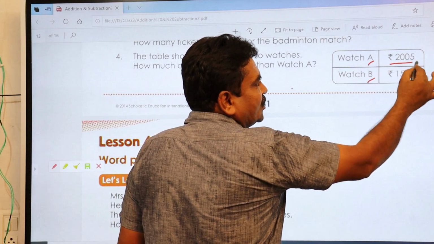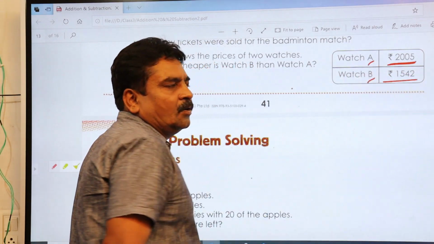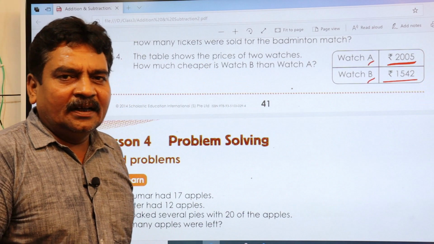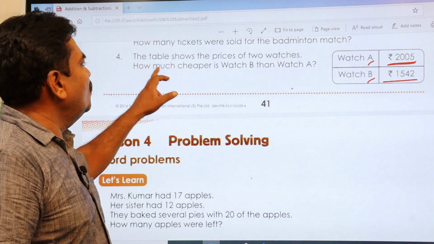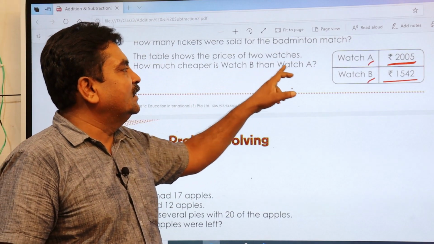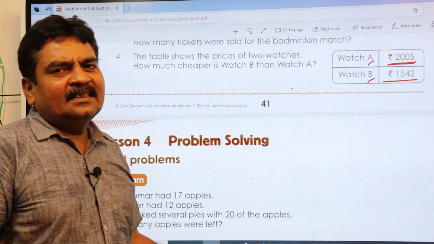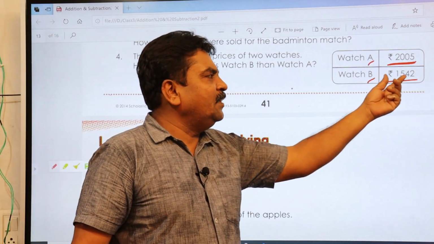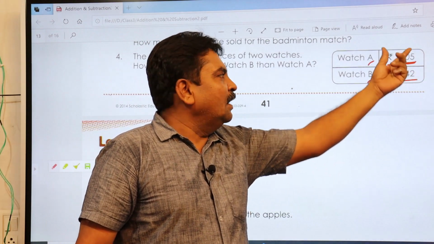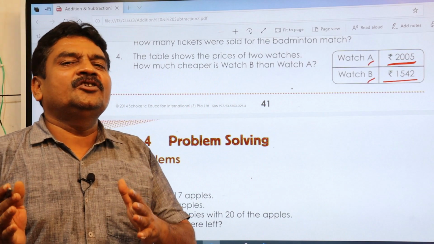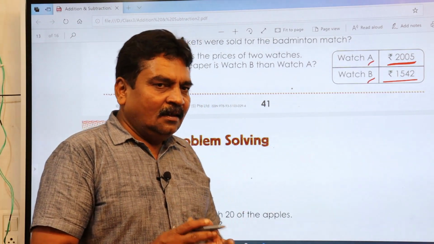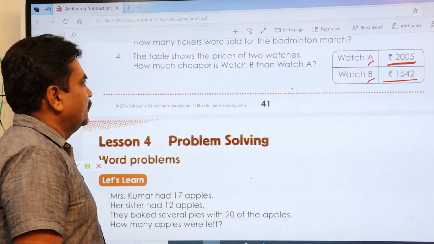Watch A costs 2005, watch B costs 1547 rupees. So he's asking how much cheaper is watch B than watch A. It is simple. You have to subtract watch B from watch A. You can get the value, and that is how much cheaper watch B is. Let's do that. It's very simple.